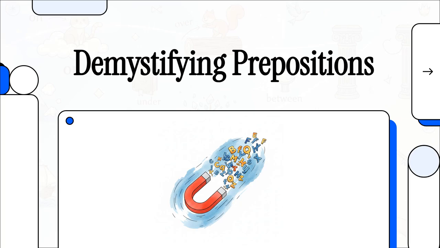I'm talking about those tiny, seemingly insignificant little words that establish relationships between people, places, and things. English boasts over 100 prepositions, and let's be real, mastering them can sometimes feel like trying to catch water with your bare hands. But today, we are going to demystify them. We're going to completely reframe how you look at these tricky little words by thinking of them not as random, annoying grammar rules, but as magnets of meaning.